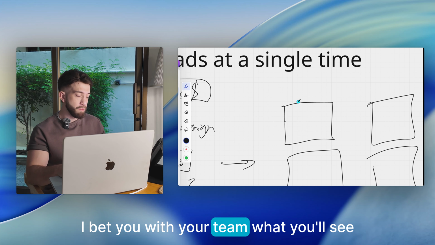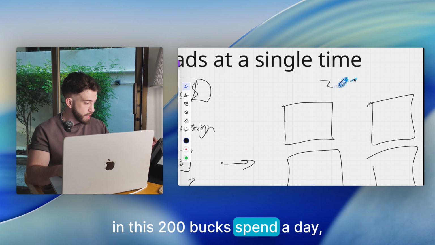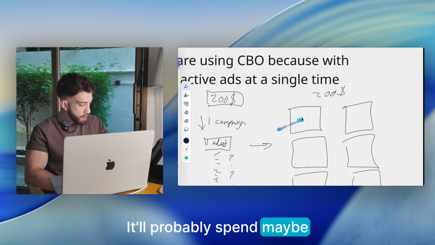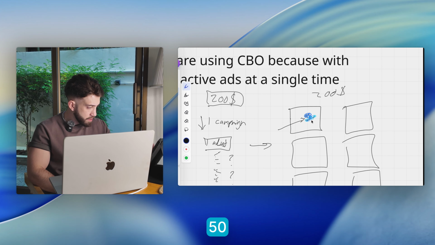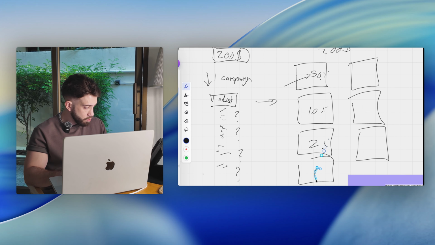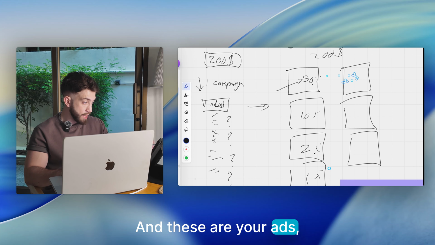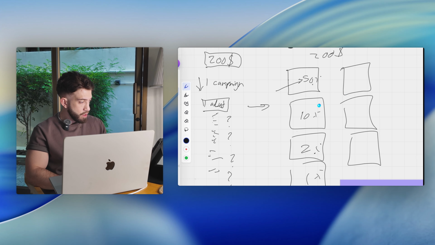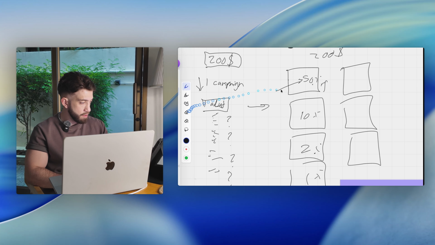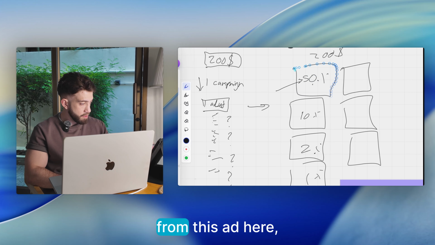I bet you with your team, what you'll see in this $200 spend a day, right? It'll probably spend maybe 50% of your budget in here, maybe 10% of your budget in here, maybe 2% in here, 1% in here, and these are your ads, right? So this one is getting you data. So you're going to be getting data from this ad here, right?